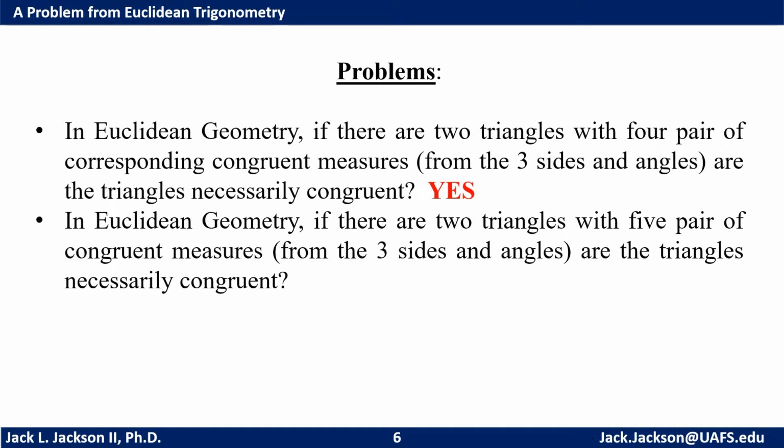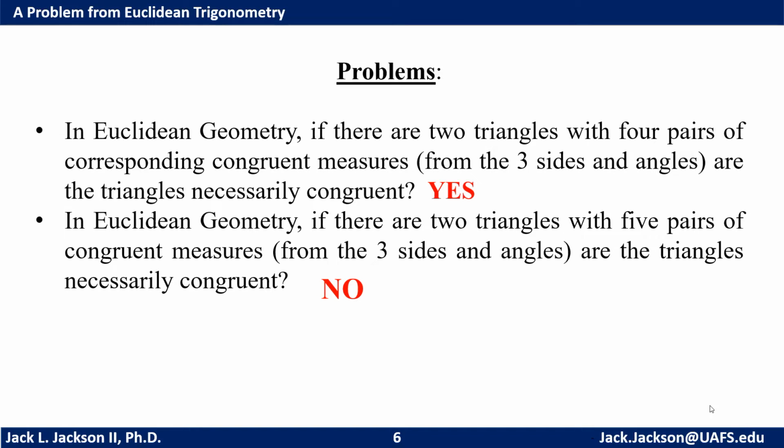So obviously we should know the next question, right? In Euclidean geometry, if there are two triangles with five pairs of congruent measures from those three sides and angles, are the triangles necessarily congruent? And of course the answer is no. Yeah, the answer is no. Well, how can the first one have an answer of yes with four pairs, and the second one is a no with five pairs? So what's going on here?